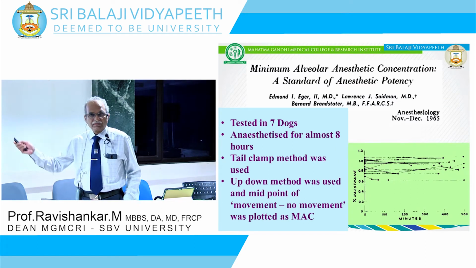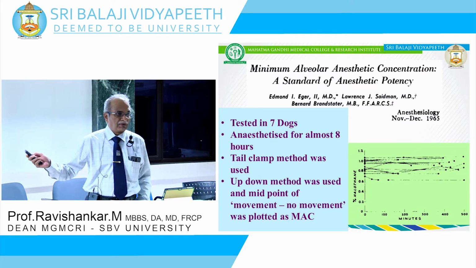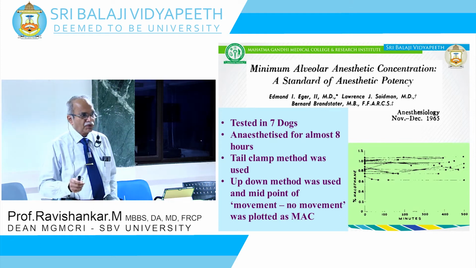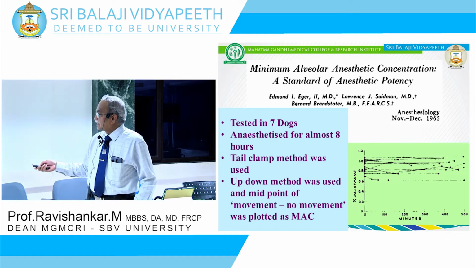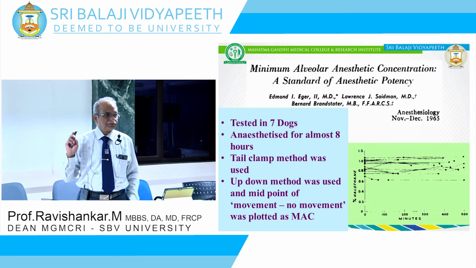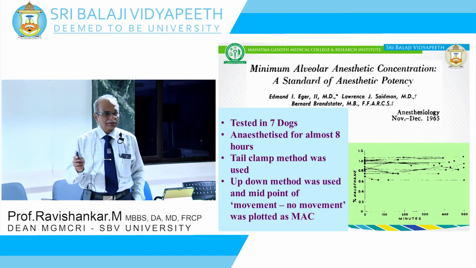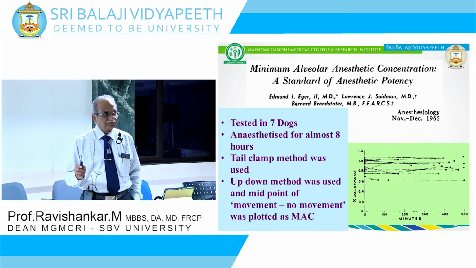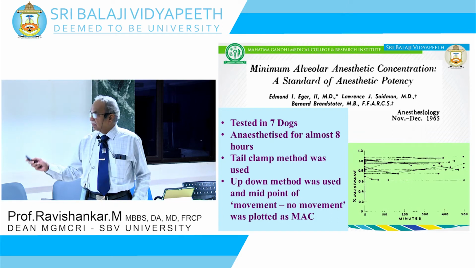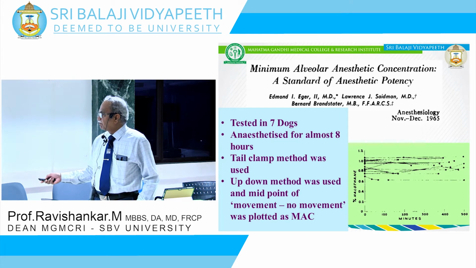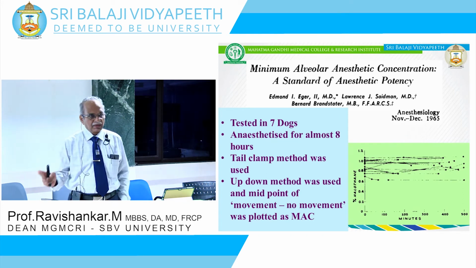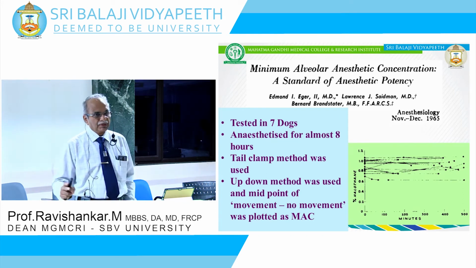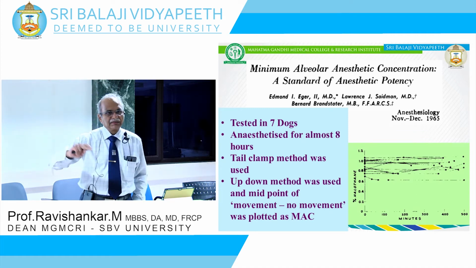How did Vega go about finding out this MAC? What did they do? They anesthetized 7 dogs. That is calculated in 7 dogs, anesthetized for almost 8 hours continuously. And they used a tail clamp method, that is, you clamp the tail and look for a movement. And so it is an up and down method.